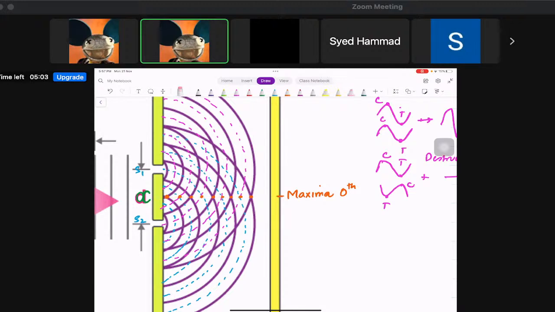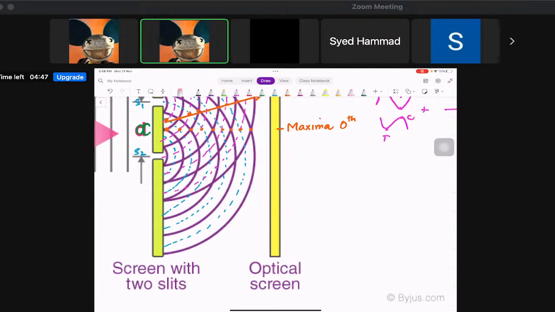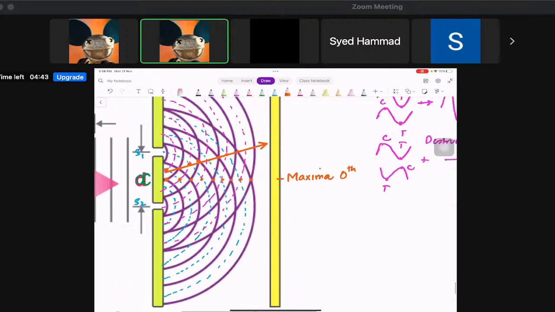Similarly, if you look at this point, and this point, and this point, and this point, and this point, and this point. So right here, a little bit different because of my hand. If you go in a straight line, this point is also going to be a maxima because all these points interfere constructively. And on the other side, it will be the same.